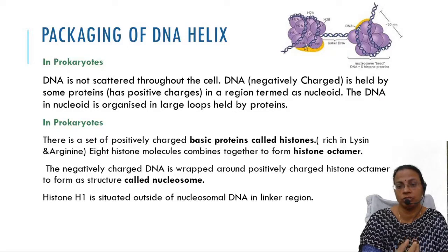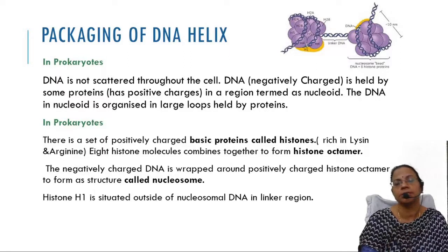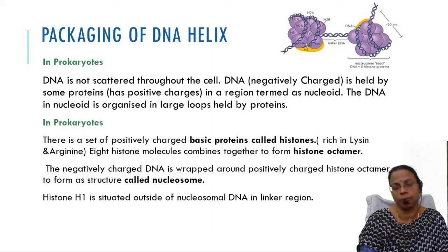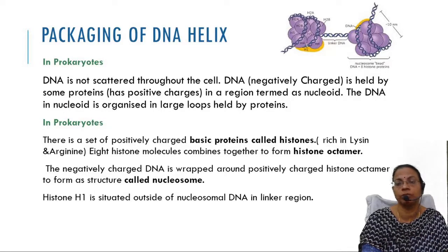So H2A, H3, H4, H2B. Those four together form one component, one tier, and the same way, another one also. So altogether eight subunits are arranged in a ball-like structure, and that is called the histone octamer. On that octamer, approximately two coils of DNA, even though it is only one and three-quarter coils, but approximately two coils of DNA.